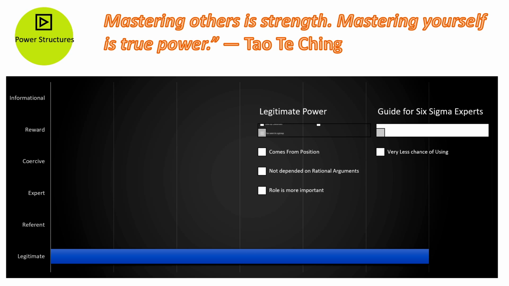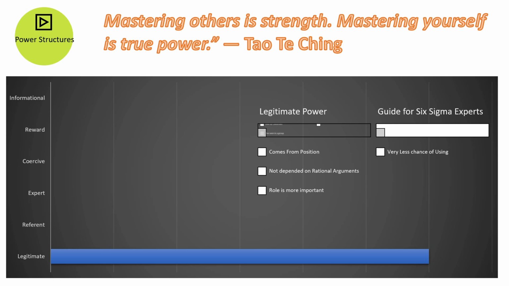The second aspect is, the role can be more important than the individual. For example, the king will have this power. It will not be important who the king is at a particular time. Six Sigma experts will have very little chance of using this power, as they will be steering a team of team members, whom they do not have a direct reporting relationship with.